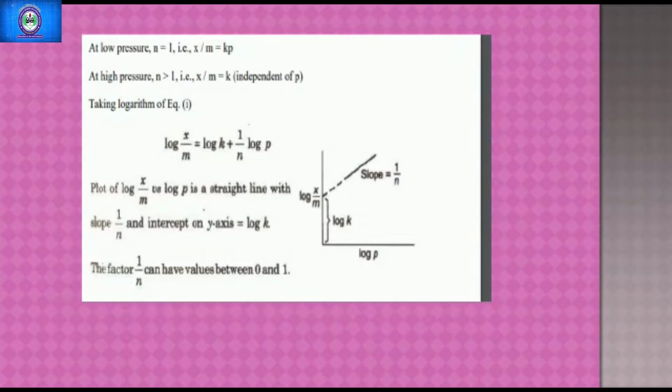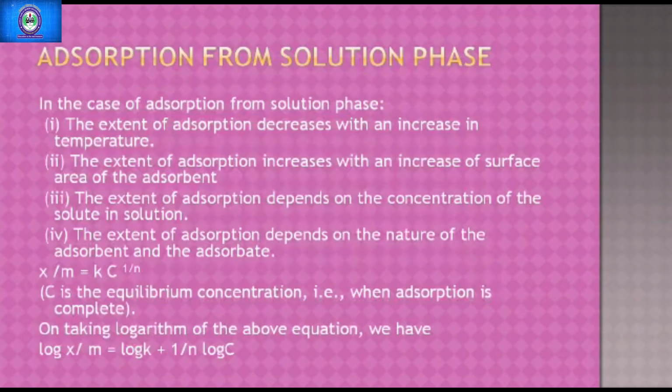Here at low pressure, n is equal to 1. So x by m will be equal to k p. At high pressure, n is greater than 1, that is, x by m is equal to k, that is independent of p. We have already discussed this, that if we take the logarithm on both sides of the equation, we get the expression log x by m is equal to log k plus 1 by n log p. Now the adsorption from the solution phase.